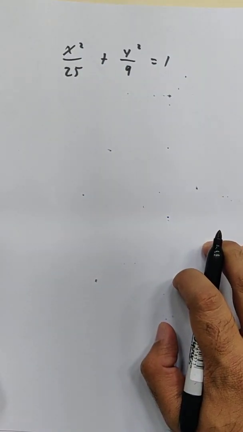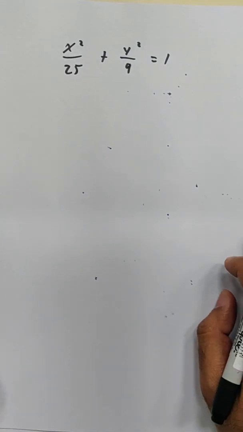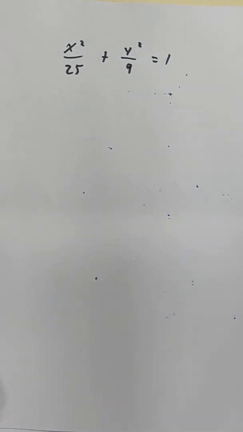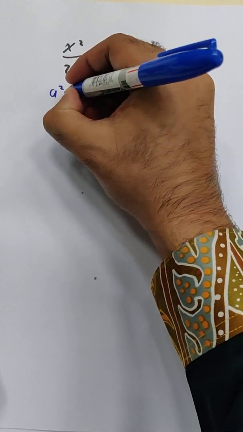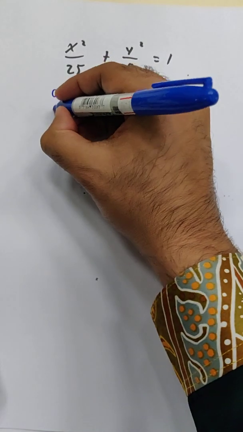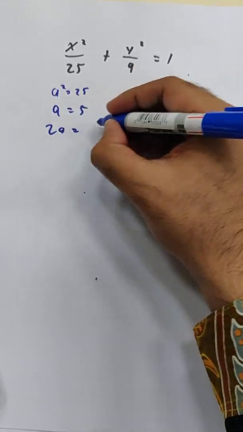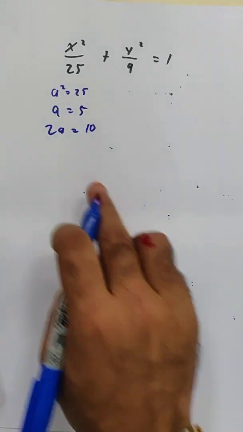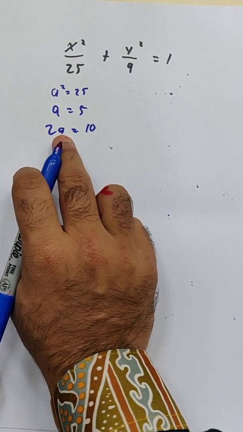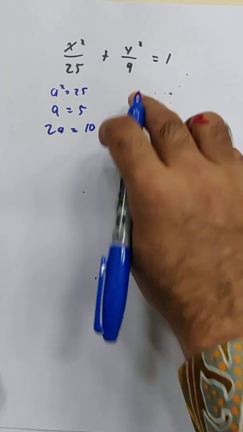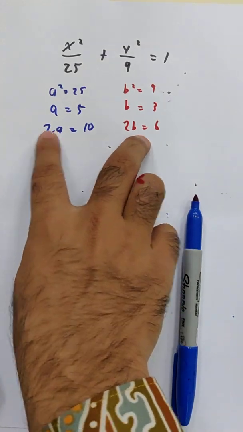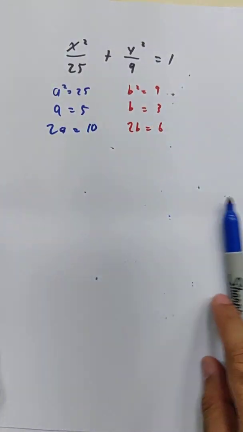Okay, so now let's sketch it first. What information can we get from here? Your a squared is 25. So your a is 5. I recommend you write down your 2a as well, 10, because normally people forget that this is your major axis length. Now what about this one here? b squared is 9. b is 3. 2b is 6. I recommend you finish writing them down, 2a and 2b.